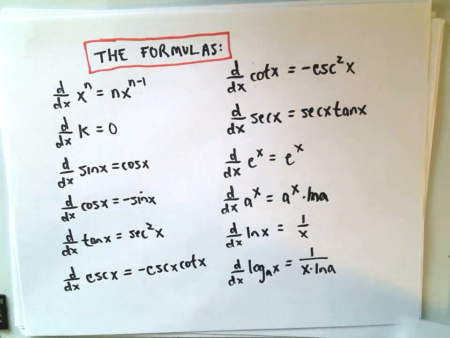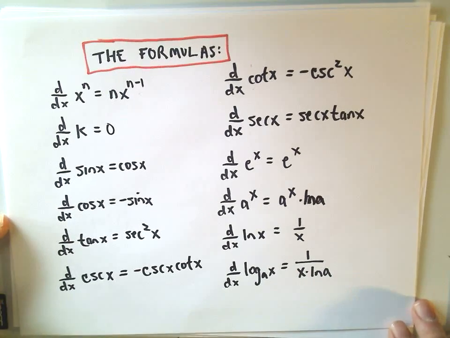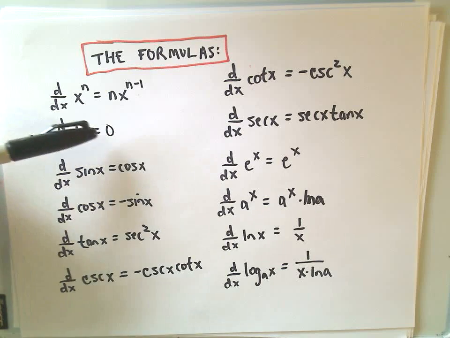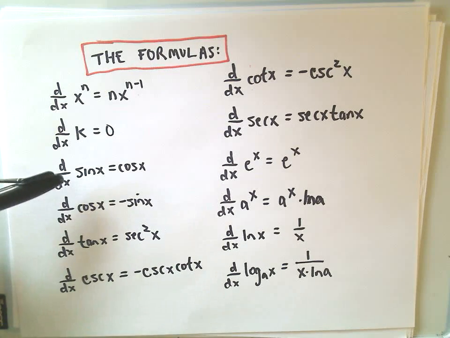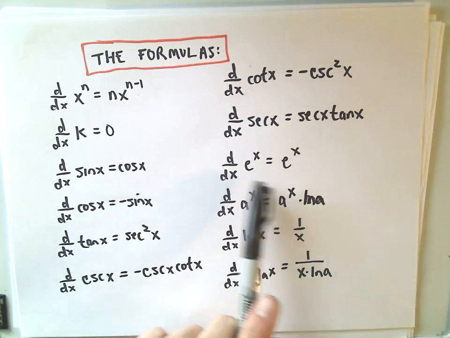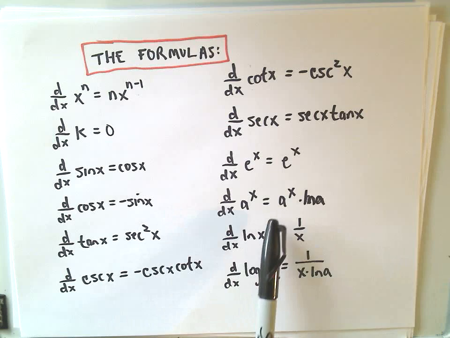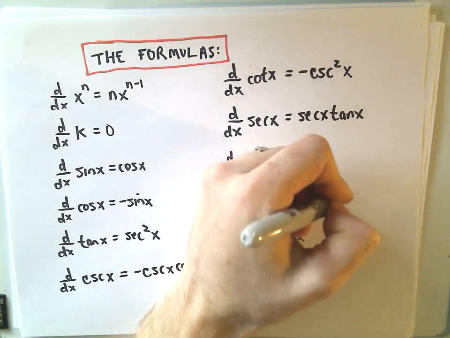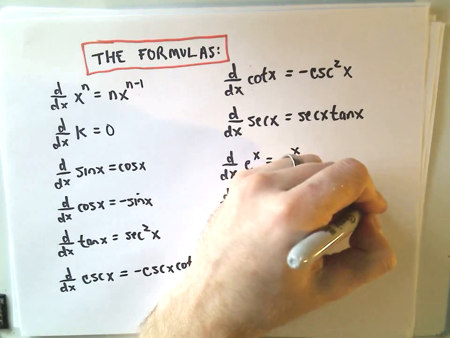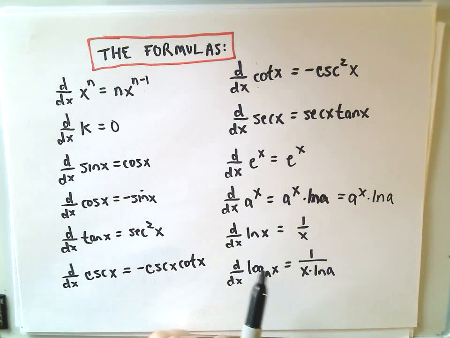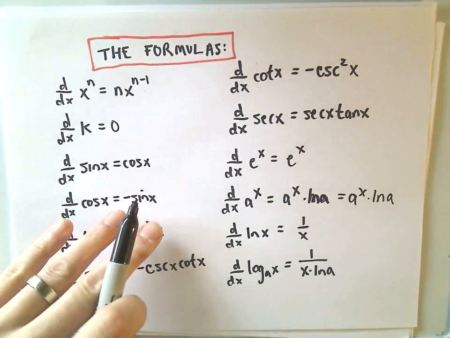So, just a reminder on all the little formulas that we're going to use here. So x to the n is n x to the n minus 1. The derivative of a constant is 0. We have our trig functions, sine, cosine, tangent, cosecant, secant, and cotangent. The derivative of e to the x is e to the x. The derivative of a to the x is a to the x times the natural logarithm of a. I hope that's legible there. So a to the x times natural logarithm of a. The derivative of ln of x is 1 over x, and log base a of x is 1 over x natural logarithm of a.